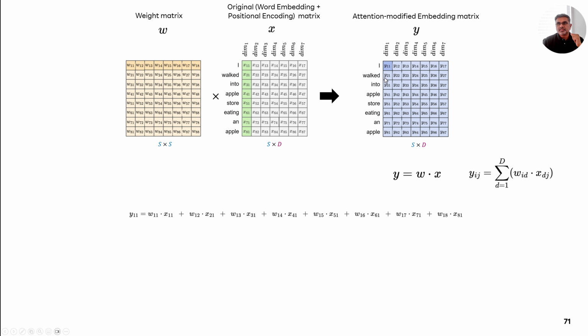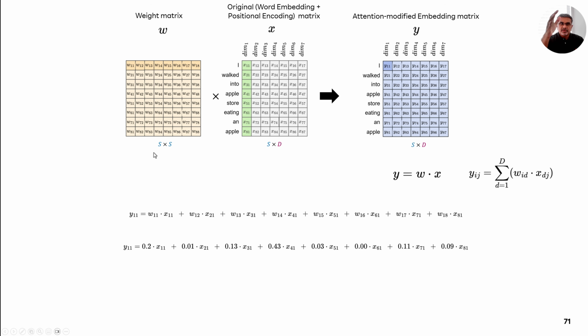So let's inspect the first cell here, y11. As I said, y11 is w11 times x11 plus w12 times x21 plus w13 times x31, and so on. Correct? Now let us say that w11 is 0.2, w12 is 0.1, w13 is 0.13. So these are different values of the weights, right?